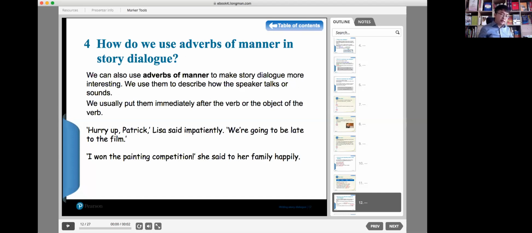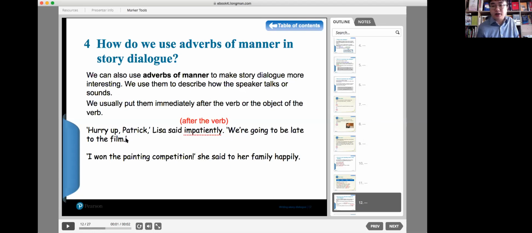So the last thing is we have to learn some adverbs of manner, okay, to help us make the story even more interesting in addition to the reporting verbs. We use adverbs of manner, look at here, to describe how the speaker talks or sounds. Where do we put the adverbs? We put them immediately after the verb or the object of the verb. Just like here.